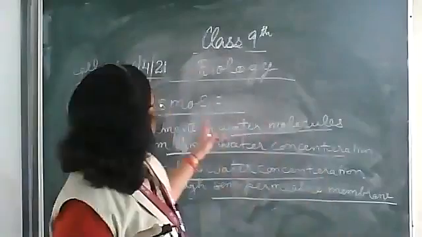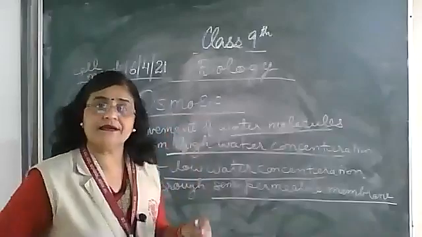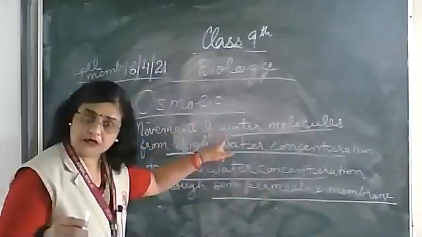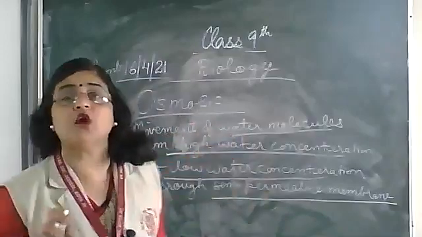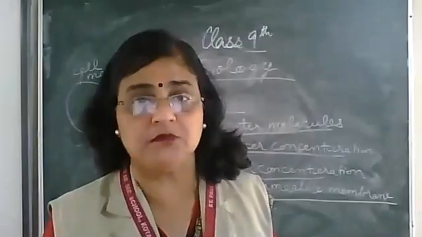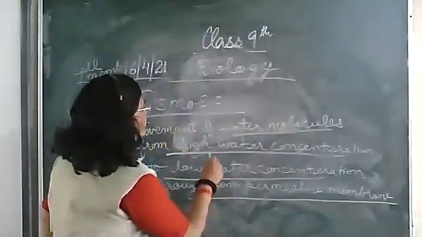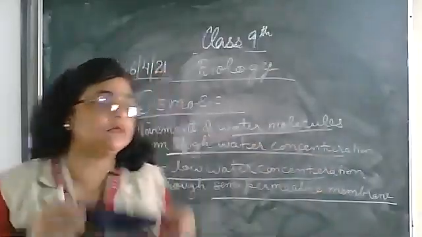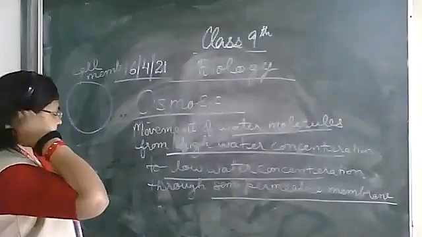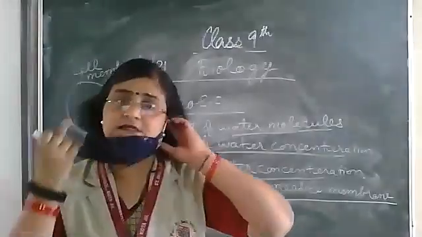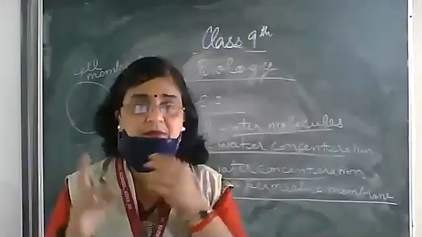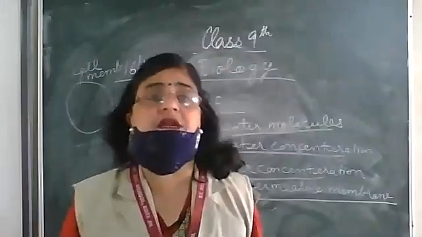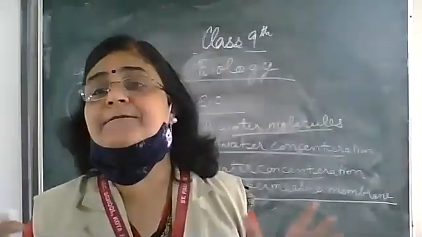We are going to learn about osmosis. Look at the board. Write down in your copy: movement of water molecules from region of high concentration to region of low concentration through semi-permeable membrane is called osmosis. Write the definition. After that, we will see the examples.